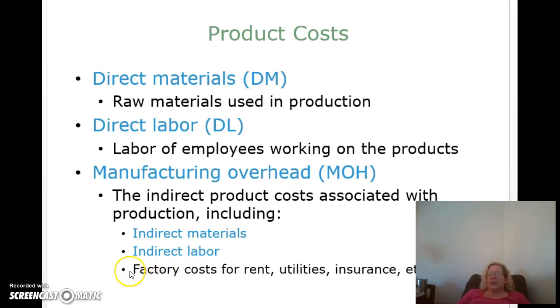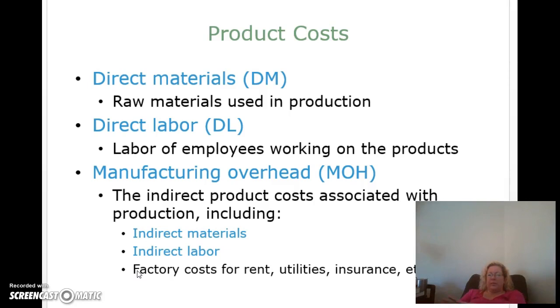Also, one that I've seen hang students up is sometimes you have to hire security guards to guard the factory. That would be a manufacturing overhead cost because it's necessary to guard the factory, to guard the product. So you have to relate whatever cost it is pretty closely to the factory or the product.